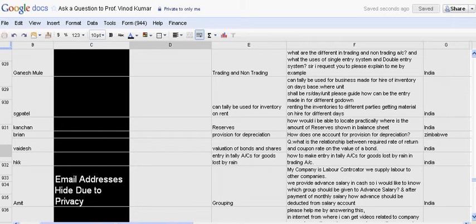First problem, from Ganesh Mule: trading and non-trading. What are the differences between a trading and a non-trading account? And what are the uses of the single entry system and the double entry system? Sir, I request you to explain by example.